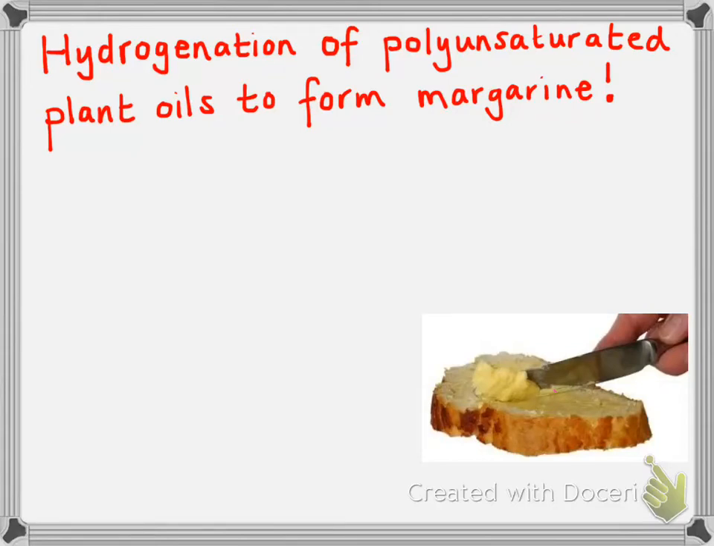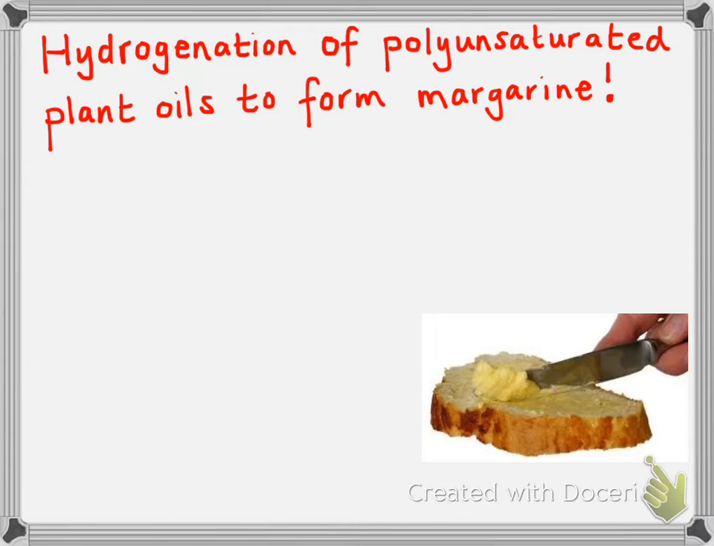In this short little video, we're going to have a look at the hydrogenation of polyunsaturated plant oils to form margarine. Margarine is obviously a very common substance. Most of us use it on our morning bread or our toast. But how do we form it?